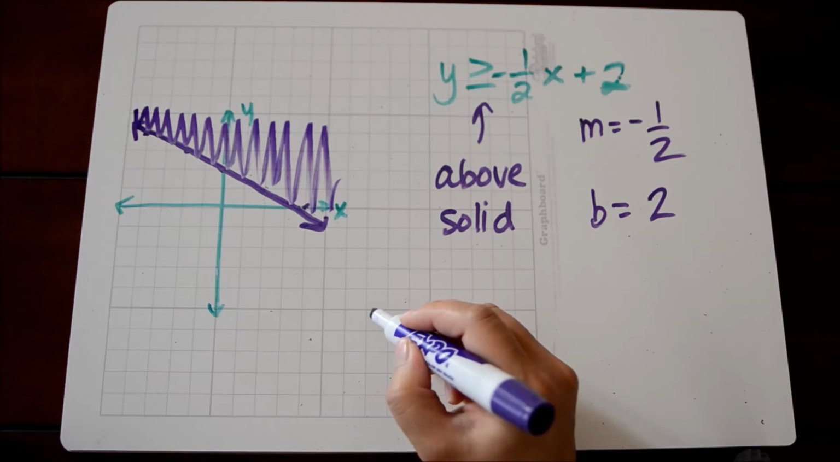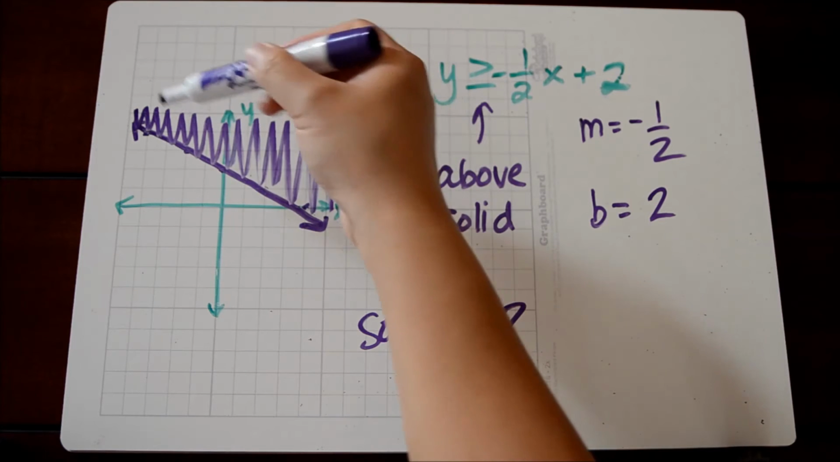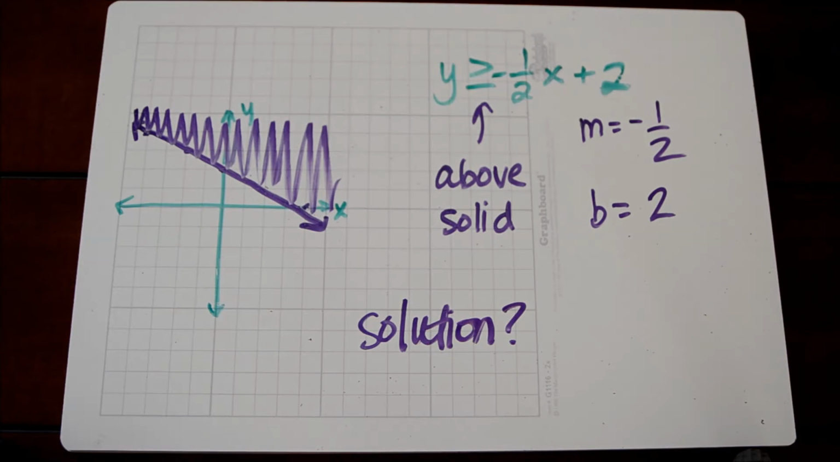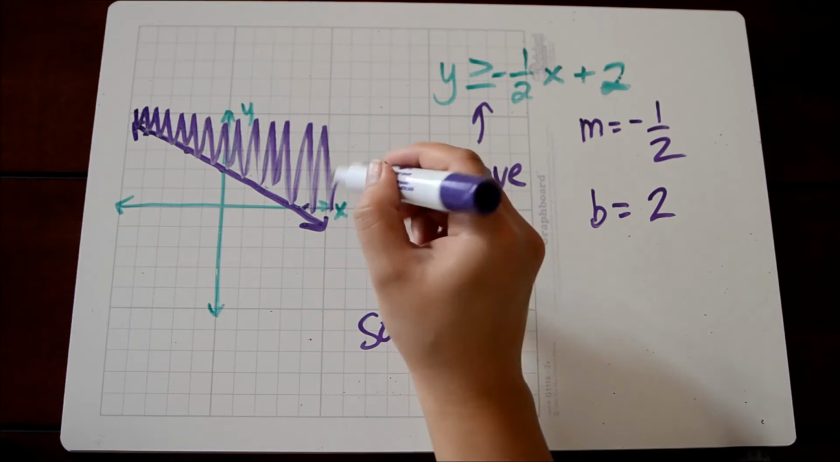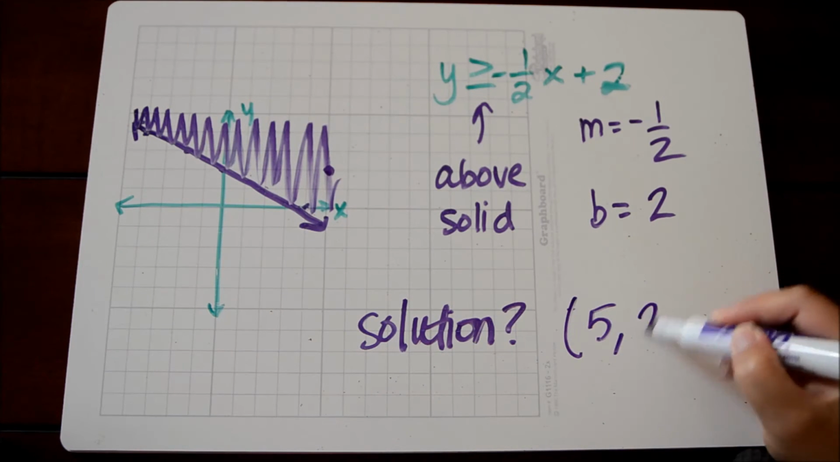So again, this represents our solution set. If you're asked to list a possible solution, you have to list something that's in your shaded region. So let's go ahead and identify a point in that region, and a possible point would be (5, 2).